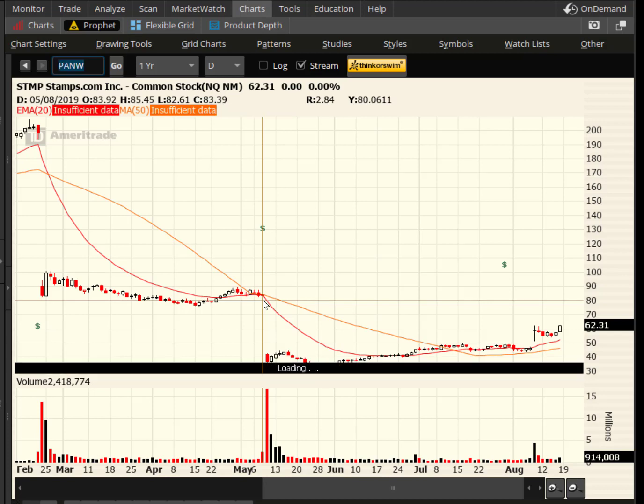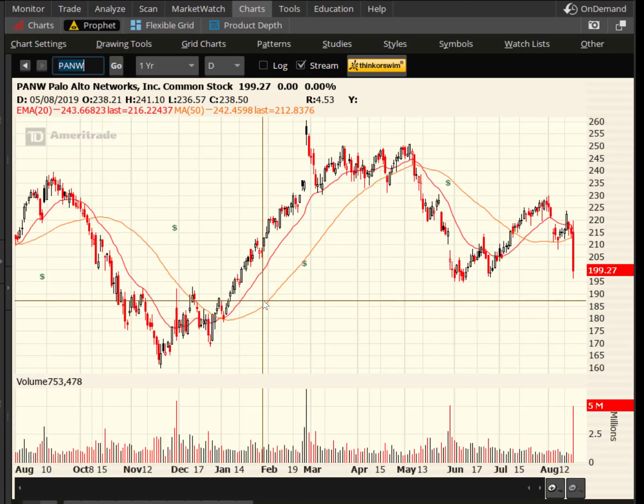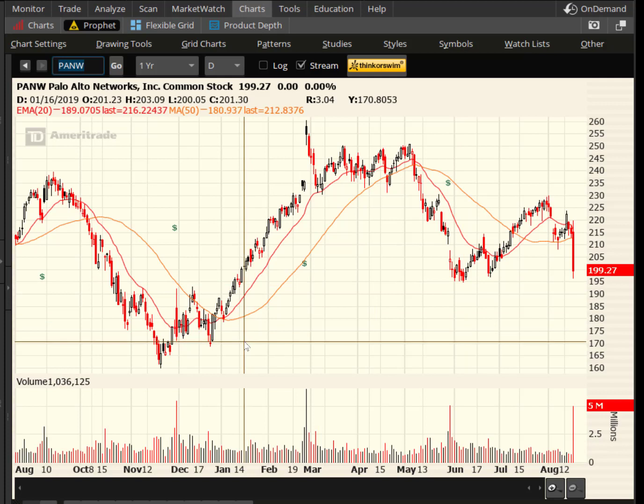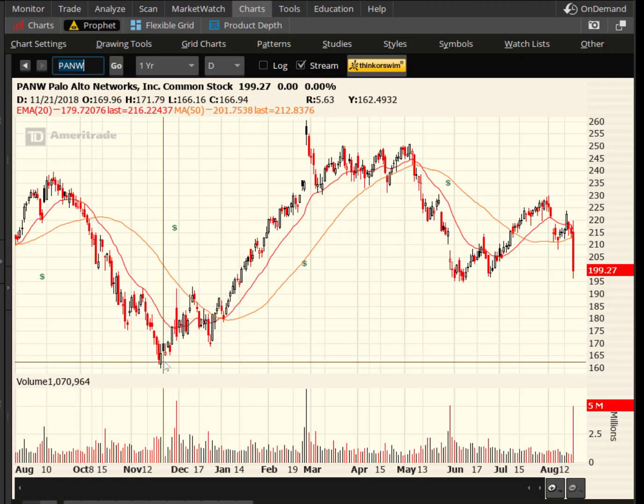And here is PANW, otherwise known as Palo Alto Networks. Really bad day on Friday. Watch 195. We almost got down to it on Friday. If we break 195, then you start coming down towards 170 or the 165 area.